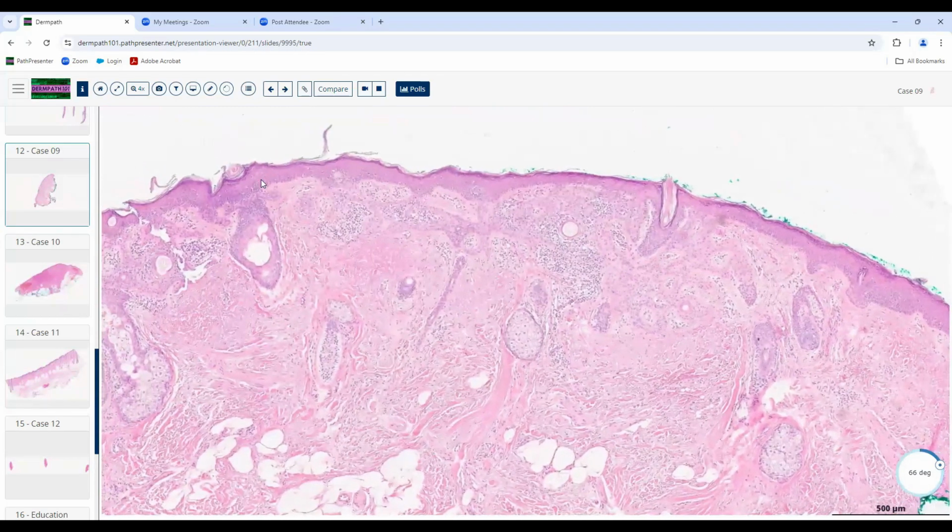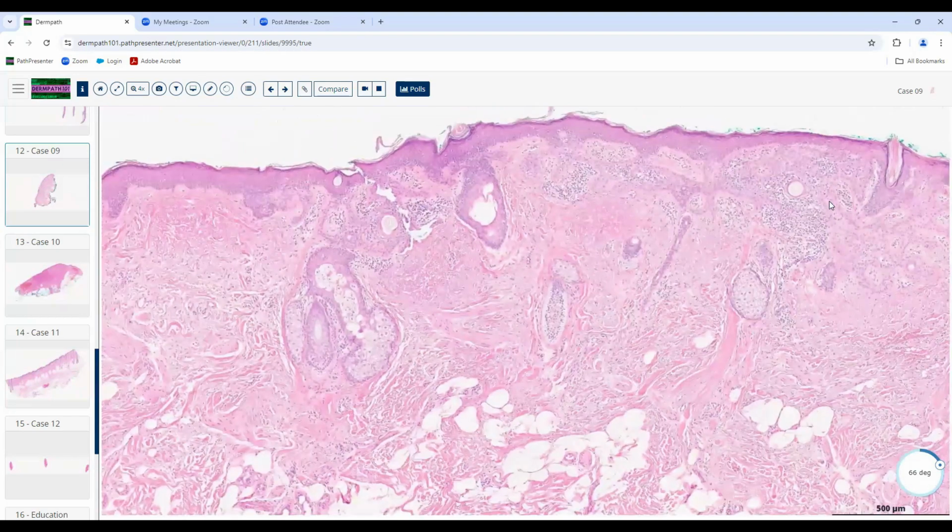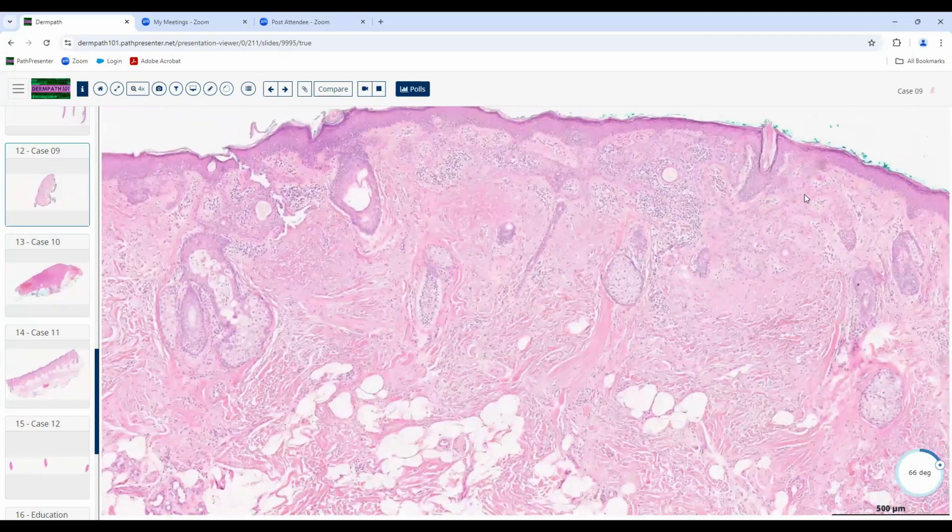But this one is not associated with anything. So if you get just one of these tumors of the follicular infundibulum like this, it is not associated with any other underlying condition. So it's nothing really to worry about.